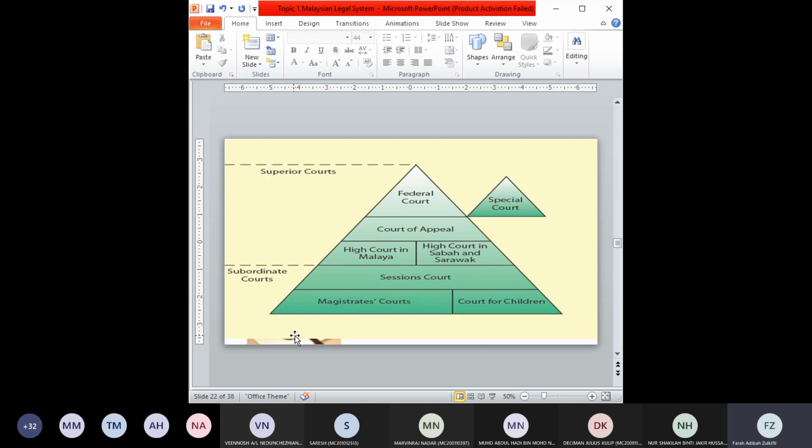And then the highest court in Malaysia is the Federal Court, Mahkamah Persekutuan. The Federal Court has appellate power, so it can hear appeals, and at the same time it also has some original jurisdiction, meaning matters that can be brought directly to the Federal Court. So we separate the Magistrate Court, Sessions Court, High Court, Court of Appeal and Federal Court into two different categories.